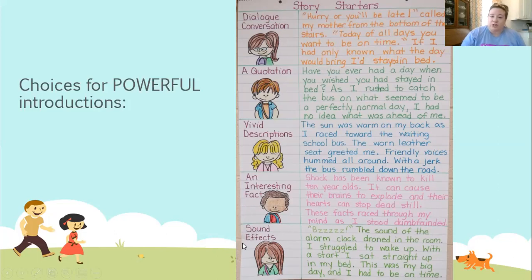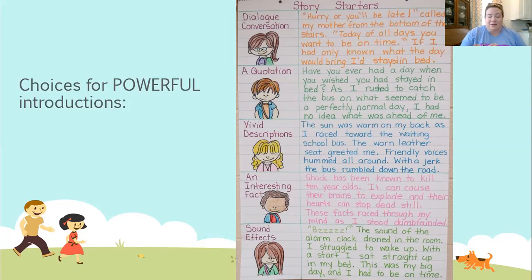The last choice that you could use is to give a sound effect or an onomatopoeia. That's a big word, isn't it? This example says, "Bzzz," the sound of the alarm clock droned in the room. I struggled to wake up. So that person gave the sound of an alarm clock, and I definitely know what that sounds like, so I was able to picture it in my head.